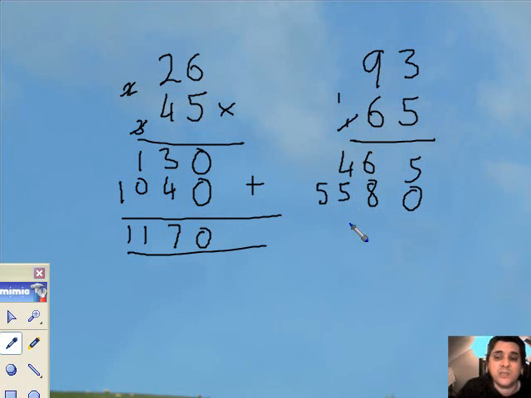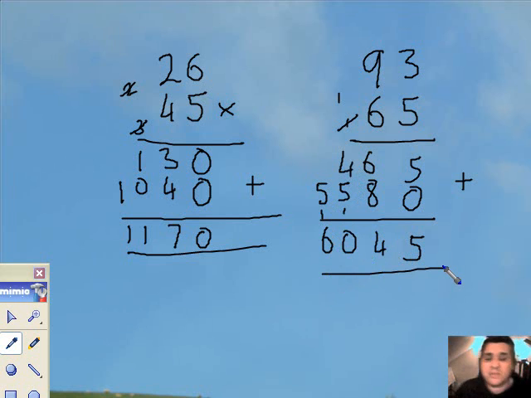See, I got stuck there and I had to work it out thinking on my feet. Well, that's alright. Go and add it. 5 plus nothing, 5. 6 plus 8, 14. Carry the 1 over. So 4 plus 5 is 9, plus 1 is 10. Carry the 1 over. 5 plus 1 is 6. Now, because I wasn't very confident with that one, I'm going to pick up my calculator and actually work out what 93 times 65 is. I've got 6045, so I'm really happy with that.